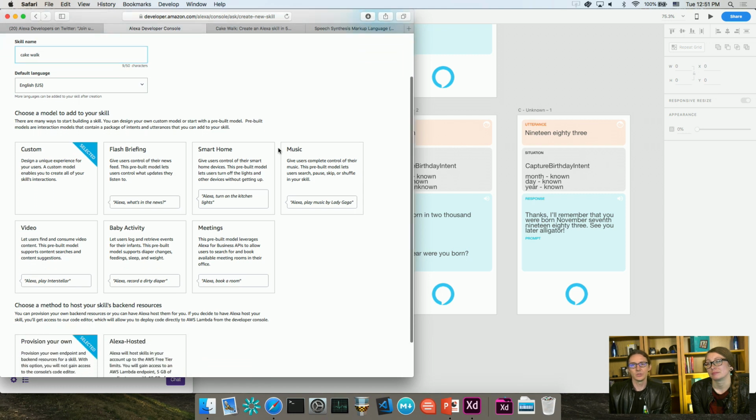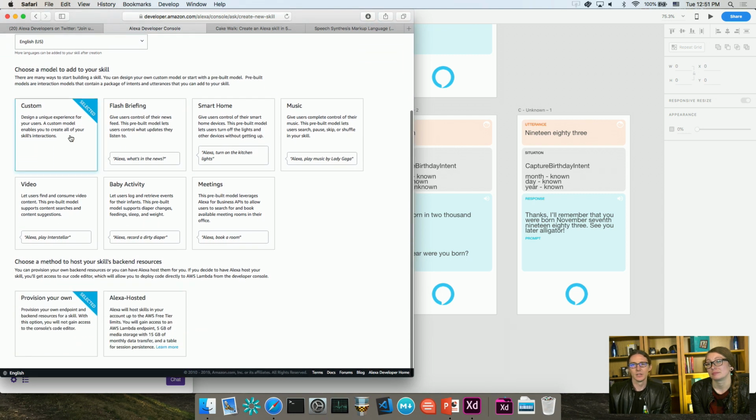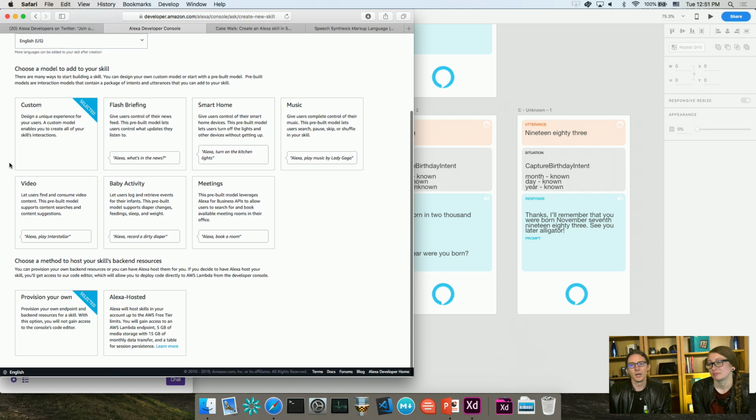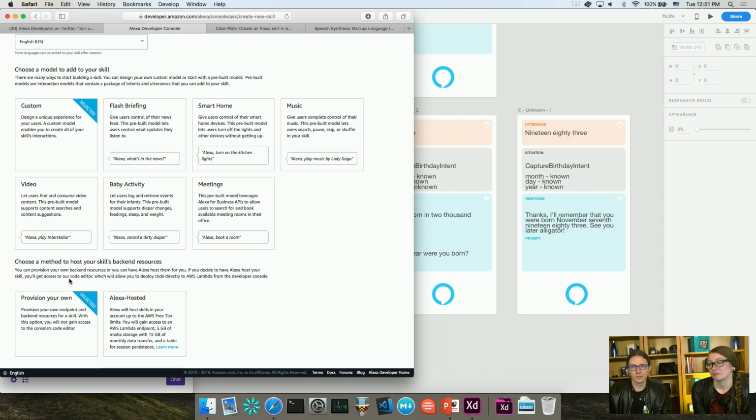You'll notice here it says choose a model for your skill. There's several different types. By default, it's selected to custom. We're going to use custom, but there are other types, like a flash briefing. That's not so much a skill as you would set up a feed, maybe like an Atom feed, and you can provide text and audio. You've got smart home skills, music skills. I don't have enough time to go through and talk about each one of these, but definitely go take a look at them on your own. But in order to do anything custom, in the case of building Cakewalk, you need to use the custom skill.